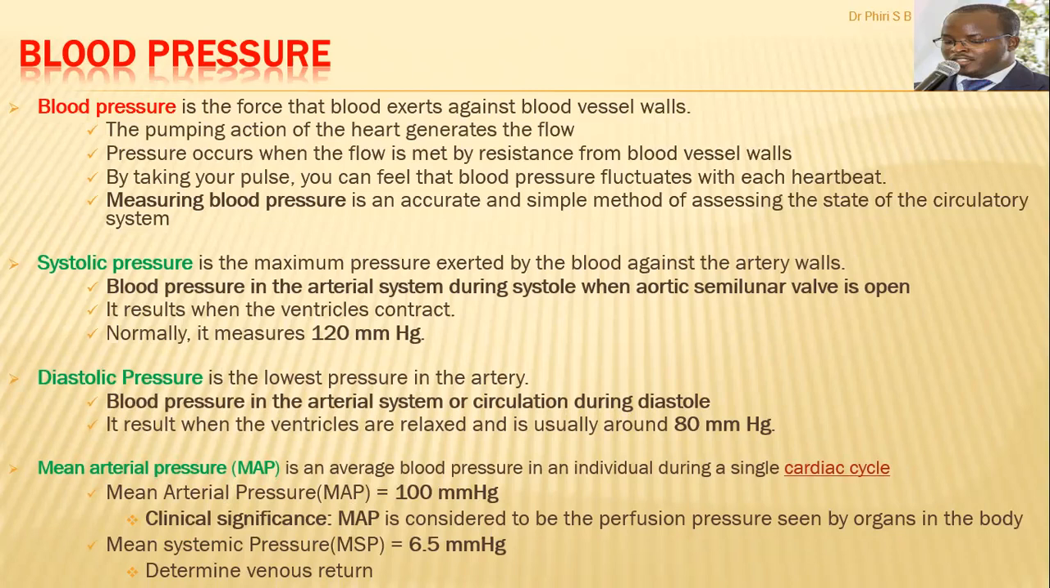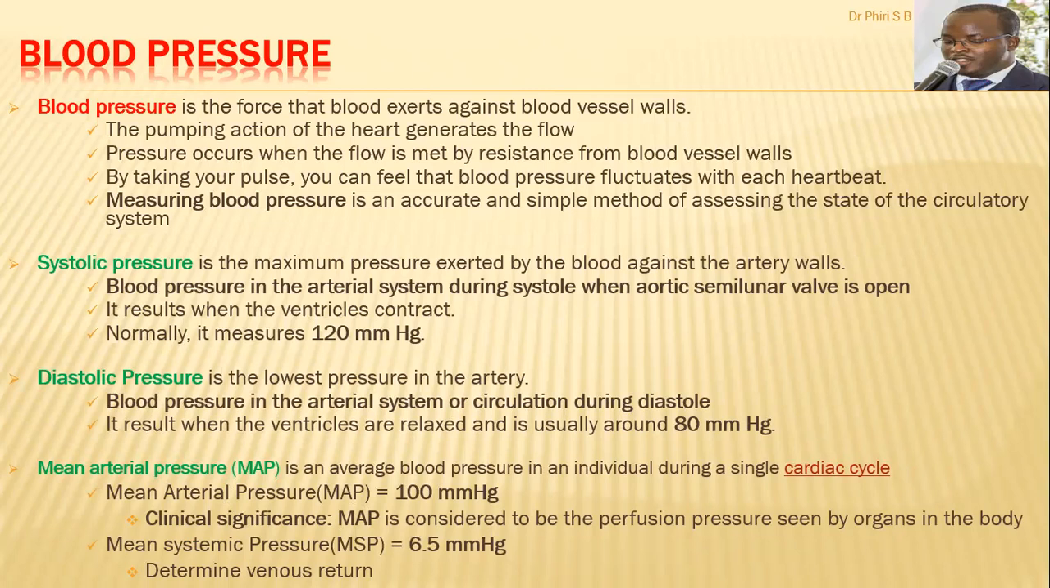The clinical significance of the mean arterial pressure is that it is considered the perfusion pressure seen by the organs. So you're talking of the pressure that is going to facilitate perfusion of blood into the organs. Once you have a decrease in the mean arterial pressure, the perfusion of blood to the organs will also reduce. That can result in hypoxia, or lack of oxygen, and also a reduced amount of nutrients transported to the tissues, which will bring about necrosis of the cells.